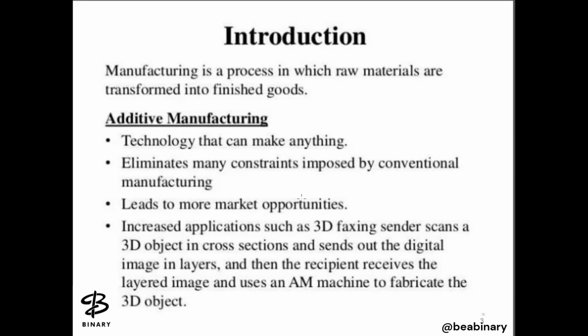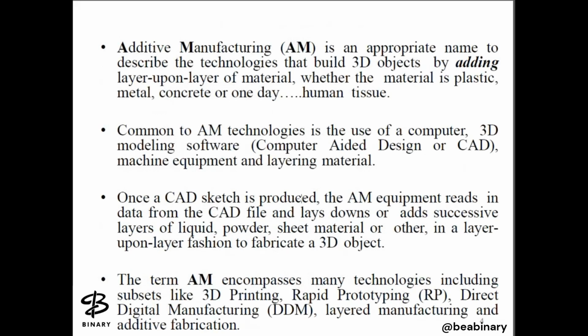The sender scans a 3D object in cross section and sends out the digital image in layers, and then recipients receive the layered image and use an additive manufacturing machine to fabricate the 3D object. Additive manufacturing is an appropriate name to describe the technology that builds 3D objects by adding layer upon layer of material, whether the material is plastic, metal, concrete, or one day human tissue. So it will manufacture anything.